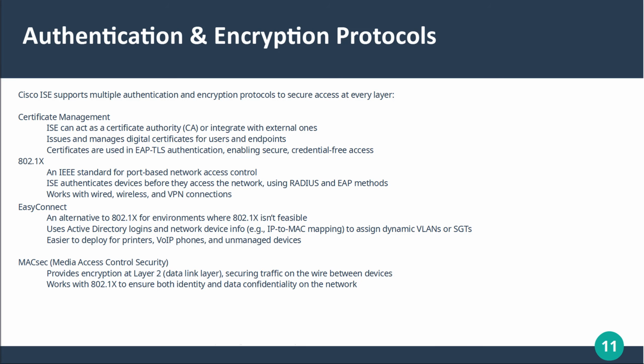Then there's MACsec. It provides encryption at layer 2, the data link layer, so it secures traffic on the wire between the devices. It works with 802.1x to ensure identity and data confidentiality on the network. So MACsec provides encryption on wired links at layer 2 between devices, switch to host or switch to switch, for example. It ensures confidentiality, integrity and origin authentication of Ethernet frames. Cisco supports MACsec on newer Catalyst switches like the 9200, 9300 and so on. Also, certificate-based MACsec is supported, so instead of pre-shared keys or PSK, the device can use certificates.